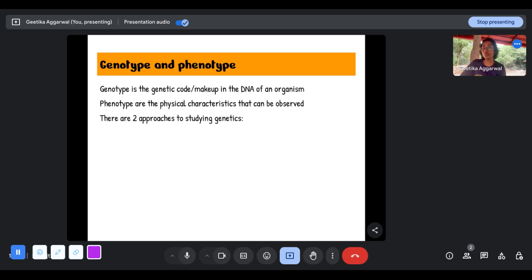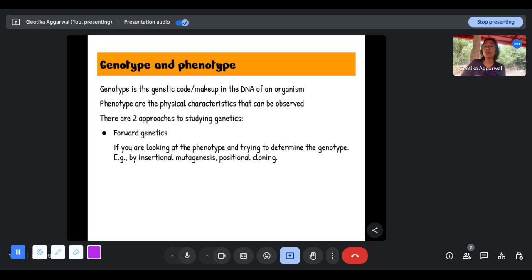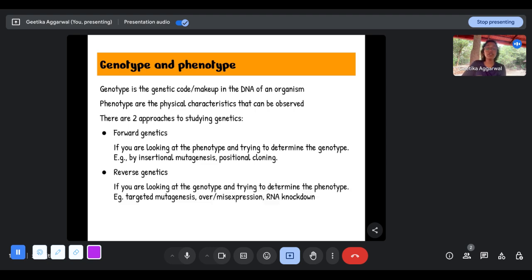And so there are two approaches to studying genetics. One of the approaches is called a forward genetics approach, in which you look at the phenotype and then you try to determine the genotype. So you know what the phenotype is, like the approach that Morgan took. He knew the phenotype of white eyes and red eyes, and then he tried to determine what the genotype is, where it is coming from. And the second approach is reverse genetics, in which you know what the genotype is, but you're trying to figure out what phenotype it leads to. So these are the two approaches that are employed by geneticists. That is what forward and reverse genetics are.